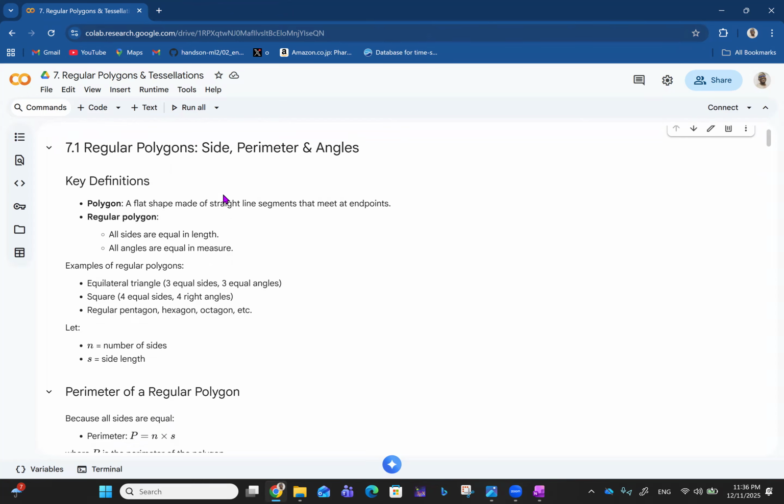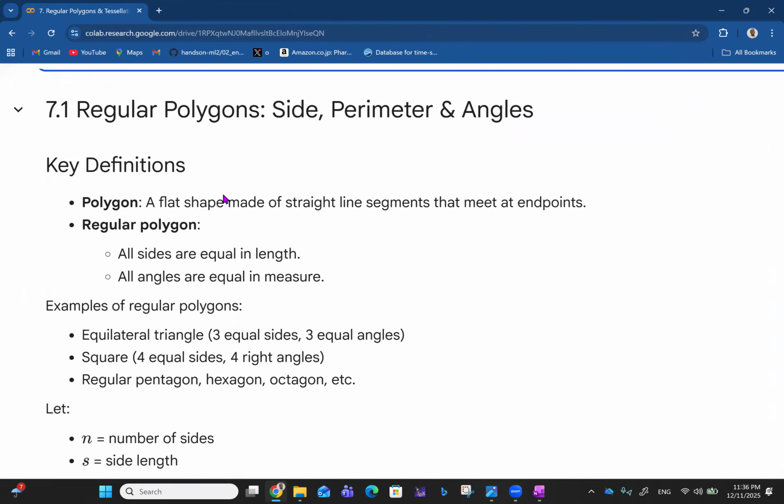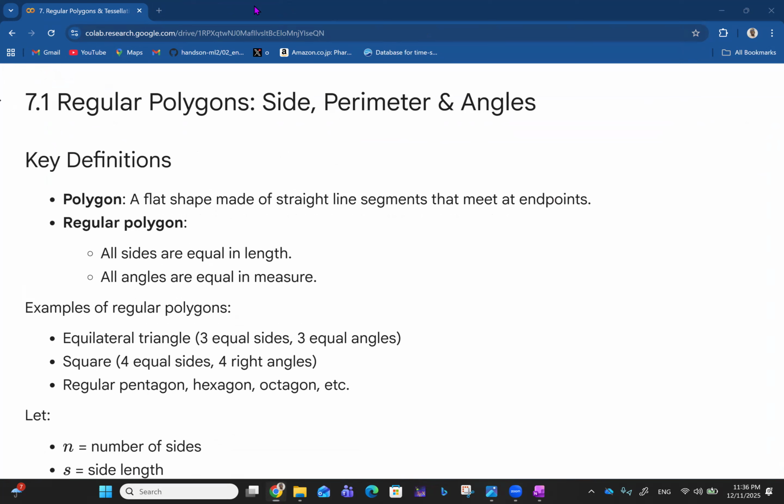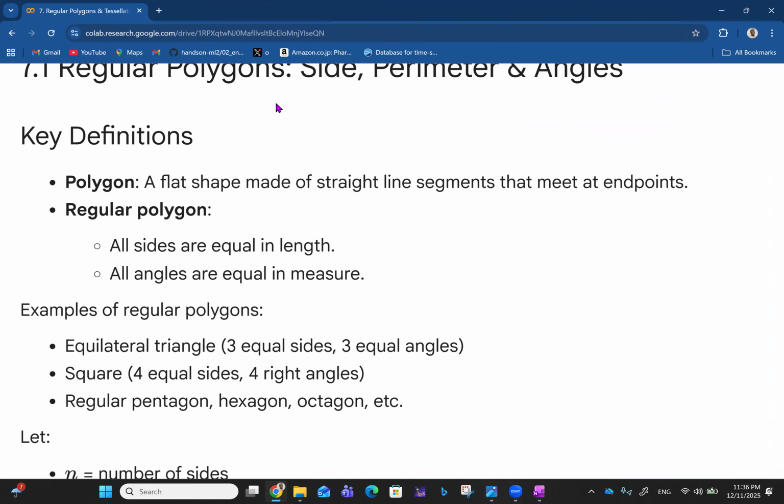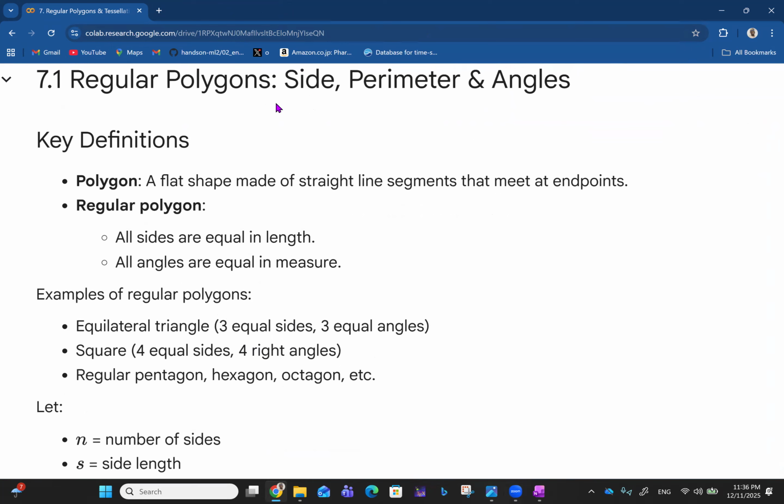First of all, let's talk about regular polygons, focusing on the idea of side, perimeter, and of course their angles. So first of all, let's talk about the key definitions as far as polygons are concerned. Before now, we've been saying that a polygon is actually a flat shape made of straight line segments that meet at end points. It's a flat shape made of straight line segments that meet at end points.